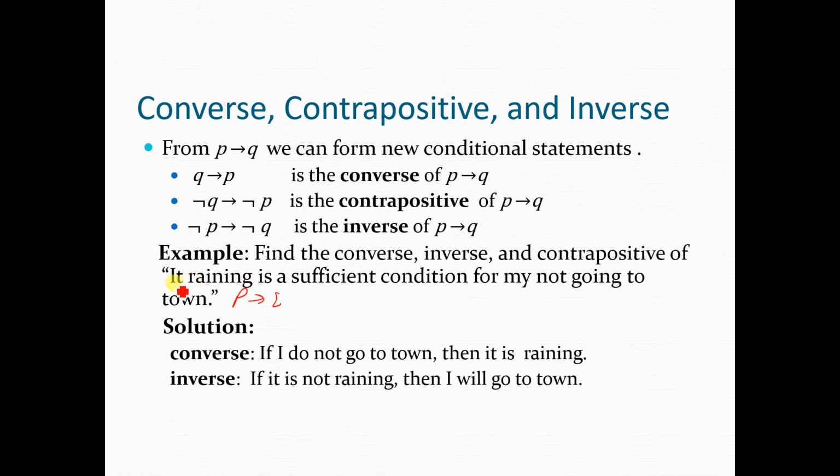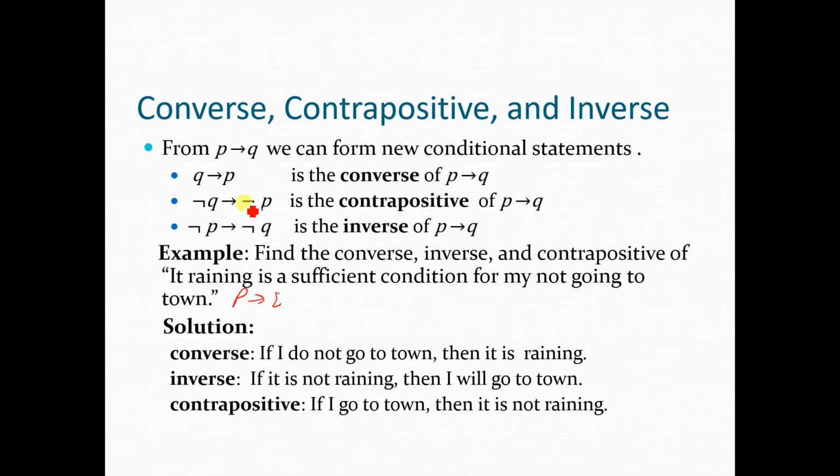P is, it is raining. P implies Q means, if it is raining, then I'm not going to town. You can rephrase this like, if it is raining, I'm not going to town. So its converse is, if I do not go to town, then it is raining. We just have reversed the order, so this is the statement Q implies P. Now in inverse, we are negating both P and Q. So if it is not raining, then I'll go to town.